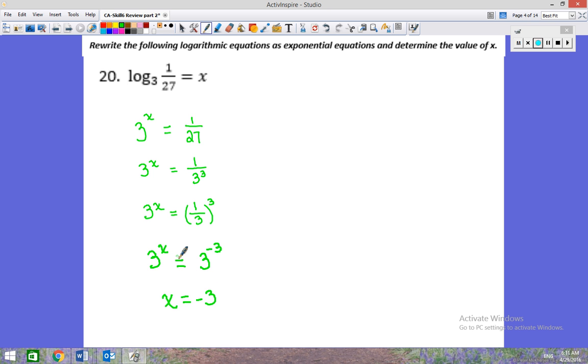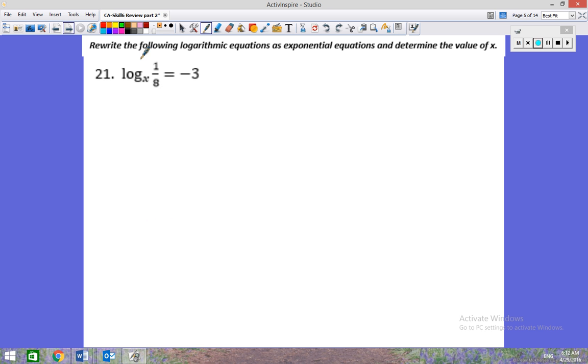Now, I know that students say that the 3's cancel, and technically that is incorrect. So if you want to describe it using correct mathematical vocabulary, the justification is that they are one-to-one functions.